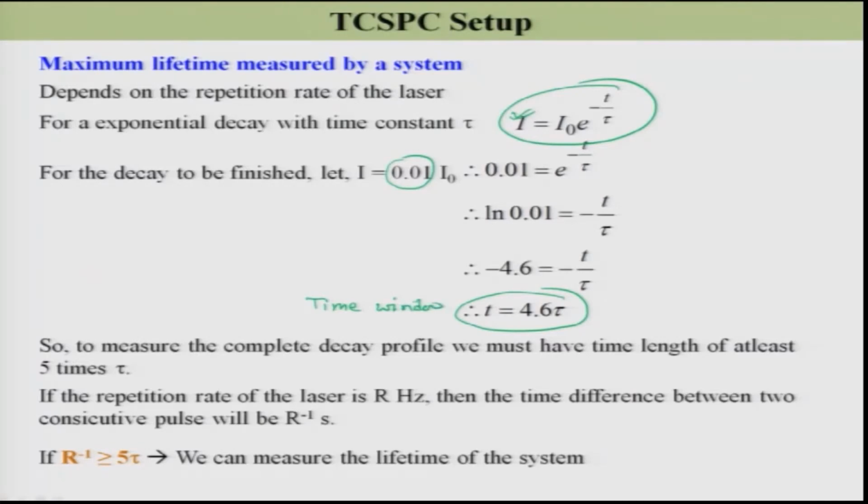So, if I have this 5 times tau time window, then I will be able to measure the fluorescence decay, otherwise not. So, that is the part of the repetition rate. If the laser repetition rate is R hertz, then the difference between two consecutive pulses will be R inverse seconds, and when R inverse is greater than 5 tau, then we will be able to measure the lifetime of your sample by this TCSPC system, right.